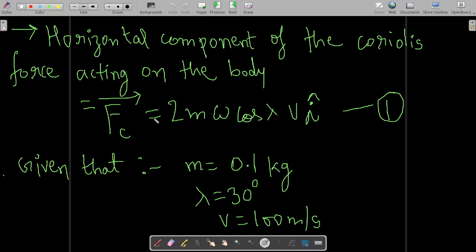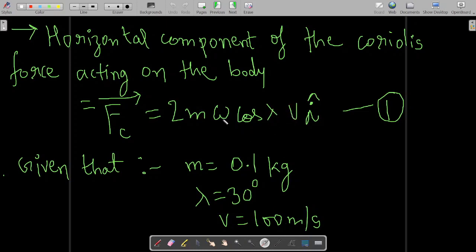And where do we learn this formula? We learn this particular formula in the lectures. Now what is given to us? Mass is given as 0.1 kg, so this entity is given. Lambda is given as 30 degrees, so this is given. V equal to 100 meter per second, so this is also given.